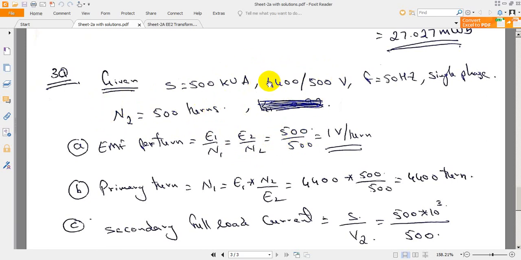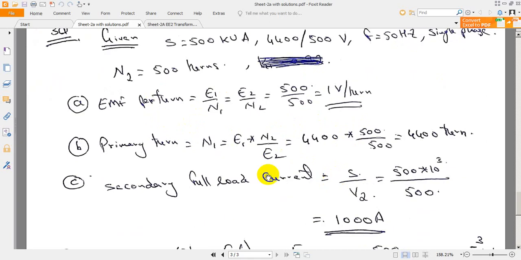If you know the information of the primary winding, you can use 4400 divided by the number of turns on the primary. As from the problem we have the information of the secondary voltage and the secondary number of turns, we will substitute those values: 500 divided by 500, 500 for the voltage and 500 for the number of turns. So you will get 1 volt per turn. This is the EMF per turn.